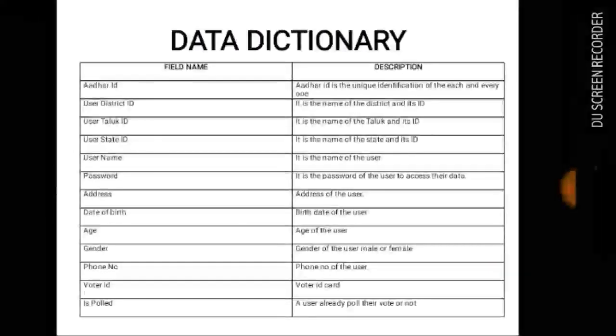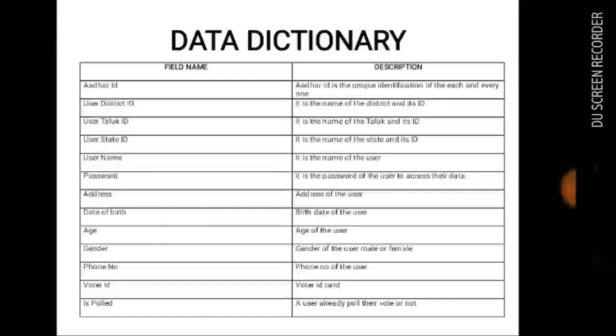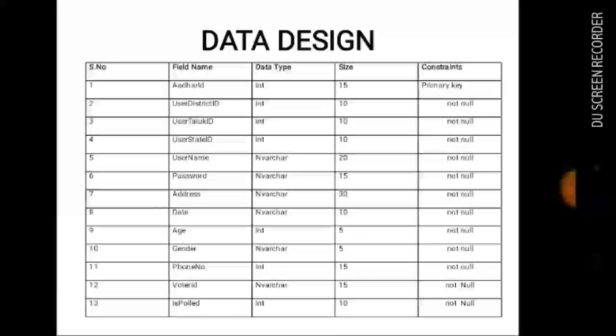The data dictionary contains a lot of fields of data, and it describes each column. Data design is nothing but using a lot of field names. It contains a specific data type and its size, and we can provide a specific constraint to that field name.